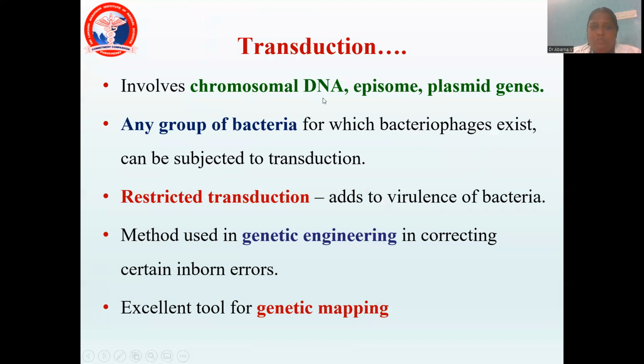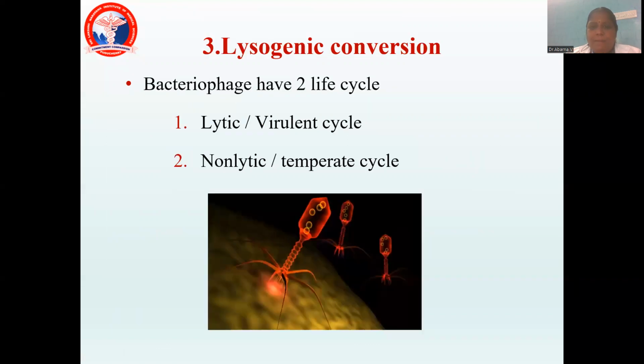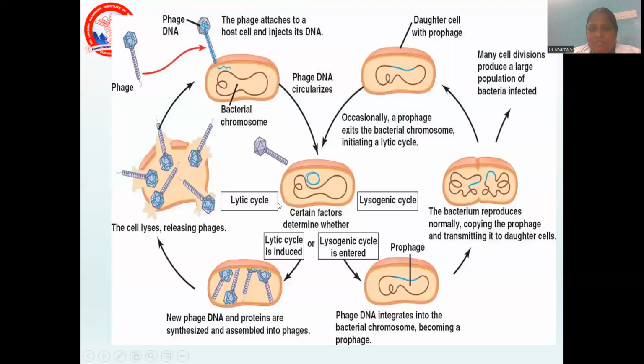So it involves chromosomal DNA, episomes, and plasmid genes. Any group of bacteria for which bacteriophages exist can be subjected to transduction. So as we discussed, restricted transduction adds to the virulence of bacteria. And the method is used in genetic engineering in correcting certain inborn errors also. And this is an excellent tool for genetic mapping. And we also saw that it has a different life cycle, that is lysogenic conversion.